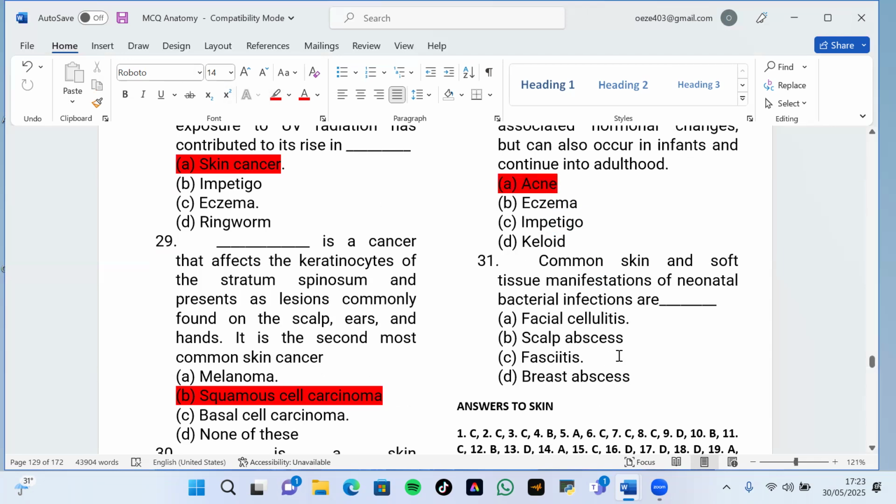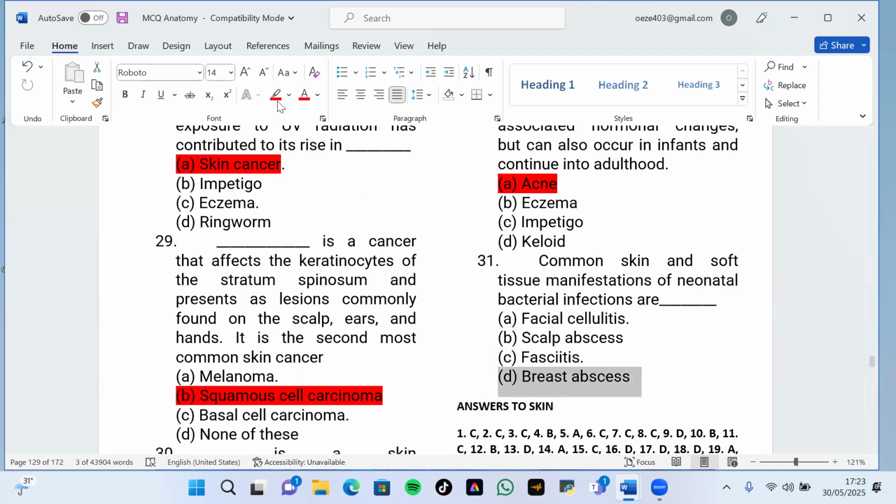Common skin and soft tissue manifestation of neonatal bacterial infections are dash A, facial cellulitis. B, scalp abscess. C, fasciitis. D, breast abscess. The correct answer is breast abscess.